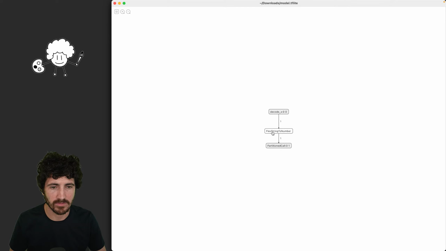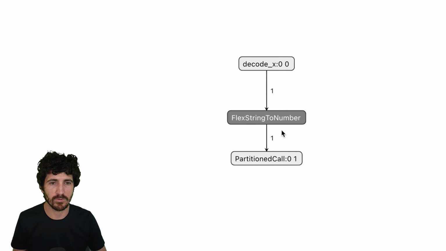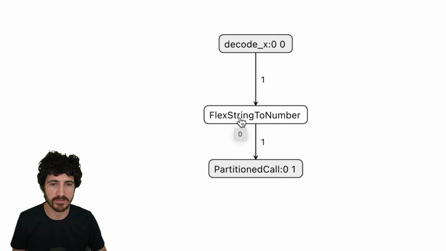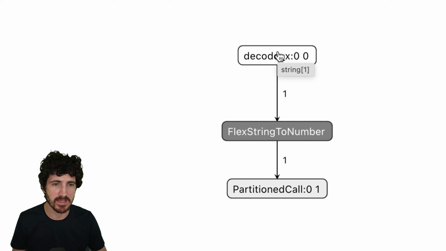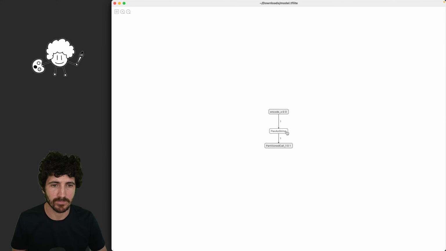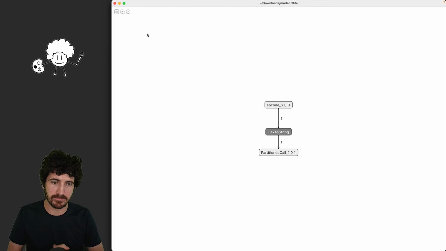Decode, flex string to number. So decode a string to number. I cannot zoom in here. Okay, so decode takes a string and converts it to a number, and then we get the output as a float32. You see the types there, so string, and then here float32. And if we go to the encode one, we're getting a float32 flex as a string, and then getting a string back. Okay, that is a really simple model.